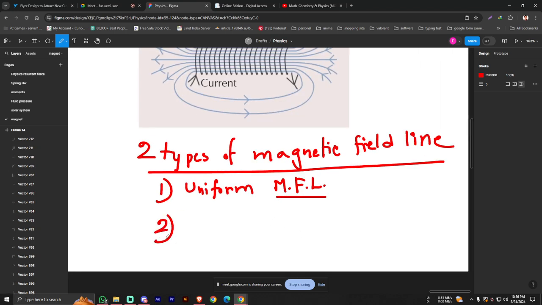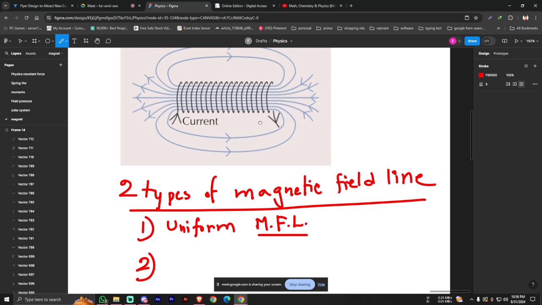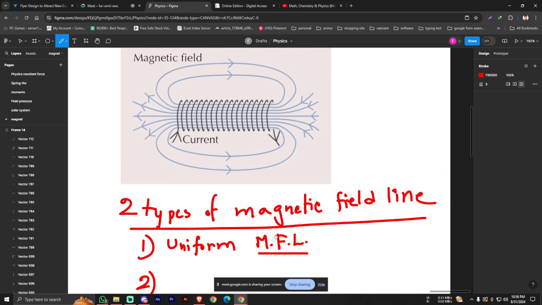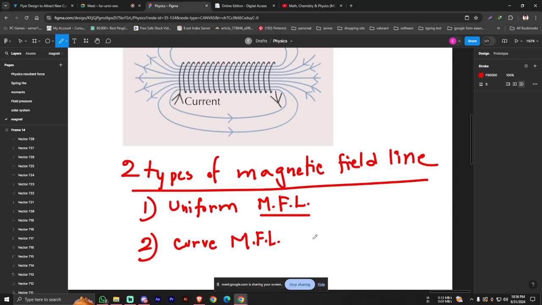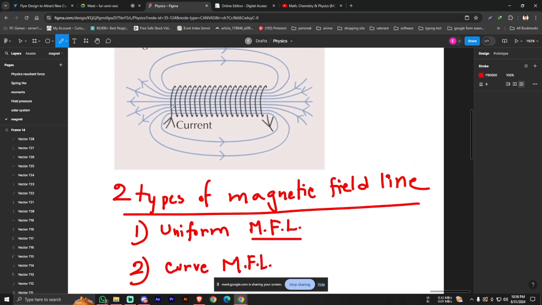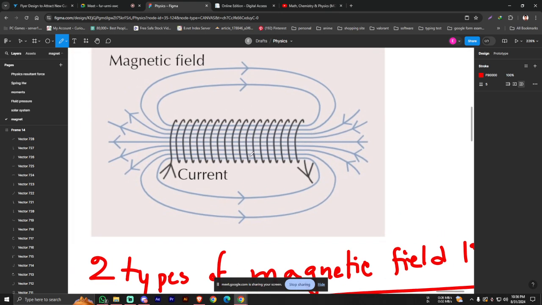Okay. Number two is the lines which are curved. That means curved magnetic field lines, same as MFL, magnetic field lines. That means some are uniform and some are curved. Where are the uniform magnetic field lines? Where are the uniform, or we can say straight or even, right?